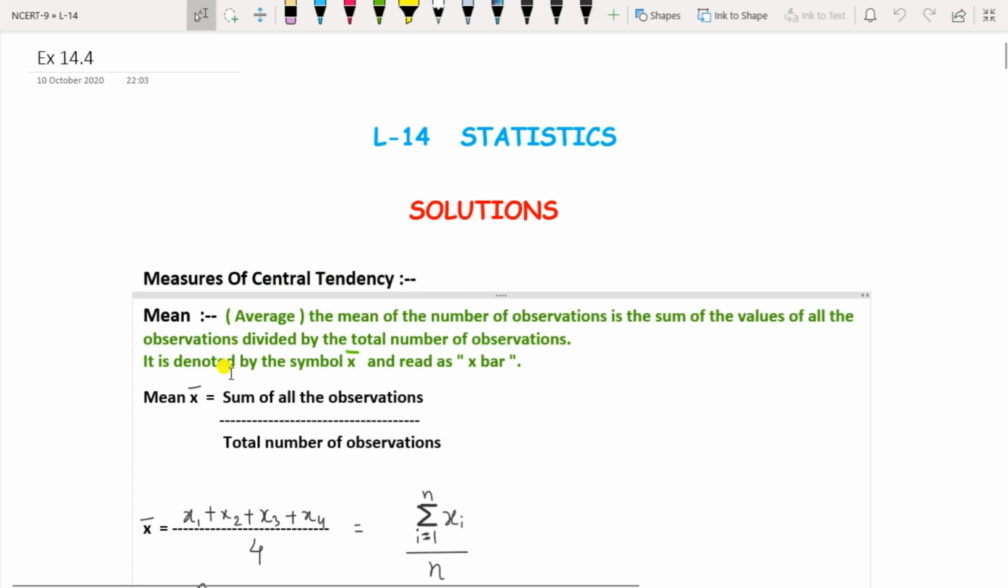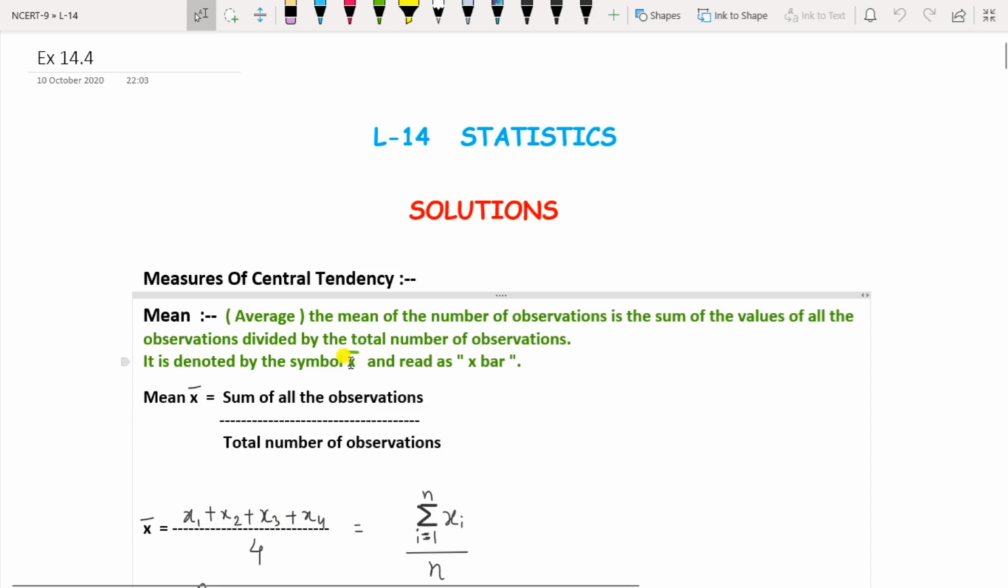First of all, the heading is mean. Mean means average, that you have studied in your earlier standards. That is, the mean of the number of observations is the sum of the values of all the observations divided by the total number of observations. That is called the mean. Whatever observations have been given to you, add all those observations and divide by the total number of observations; that is called the mean.